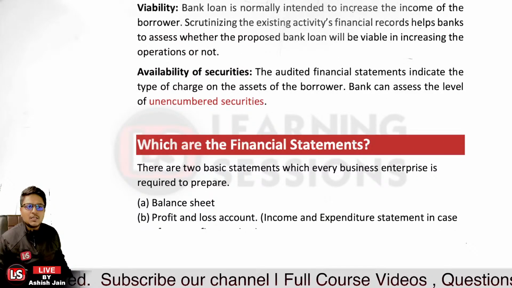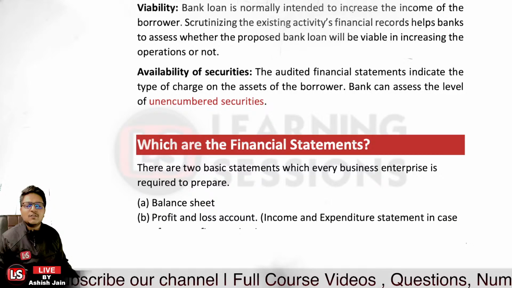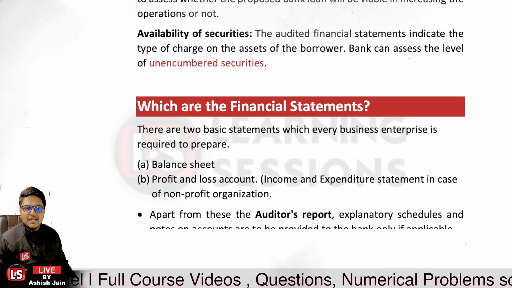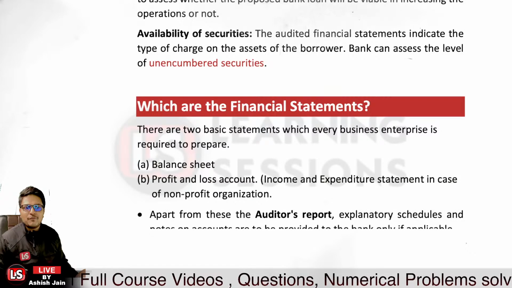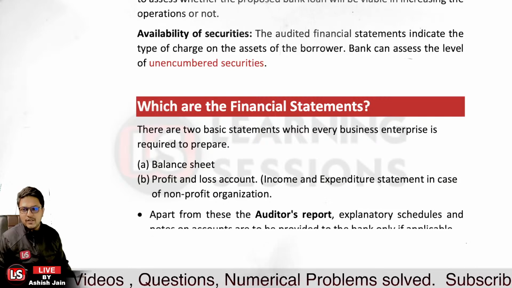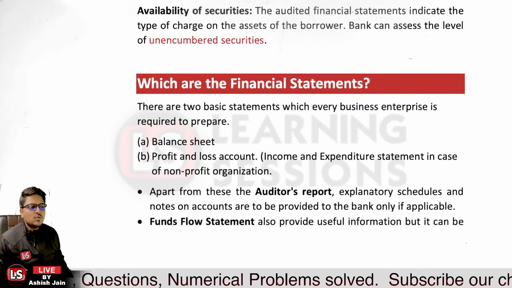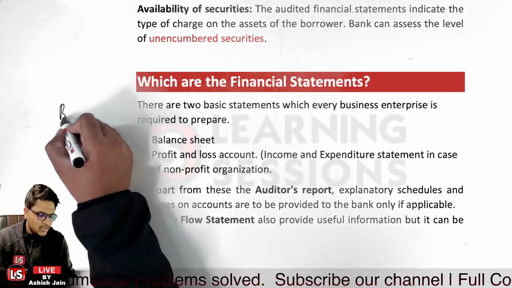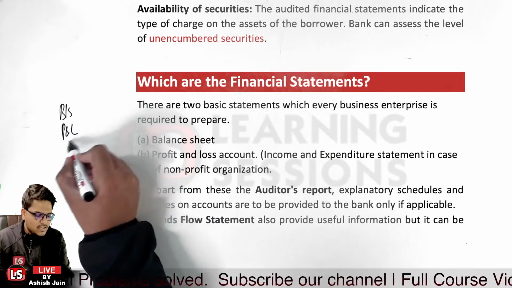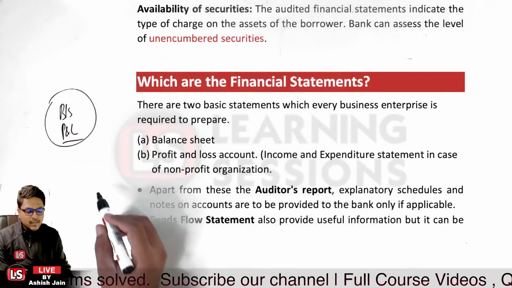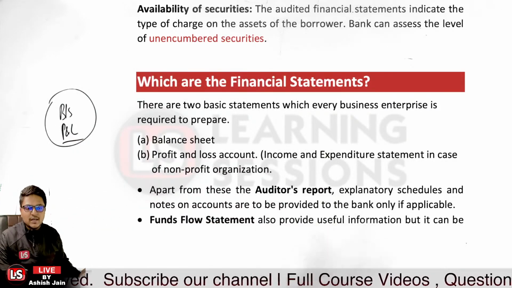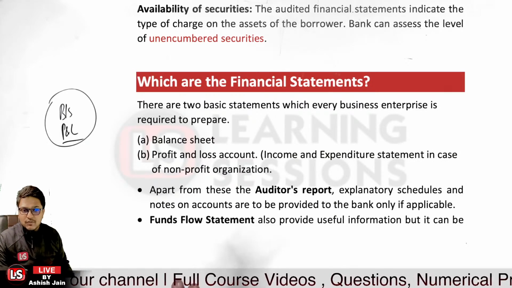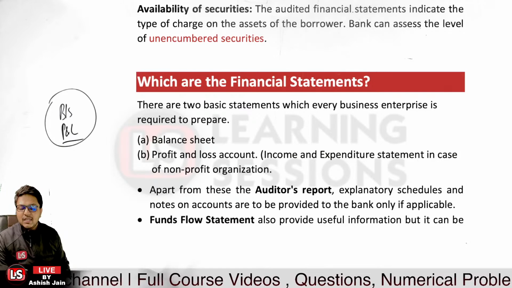And further, which are the financial statements? So it is the balance sheet, the profit and loss account, and apart from this, the auditor's report, explanatory schedules, and notes on accounts. The balance sheet and the profit and loss account are the main statements. Other than that, there are different schedules, there is the auditor's report, and further footnotes, which narrate each and every detail.